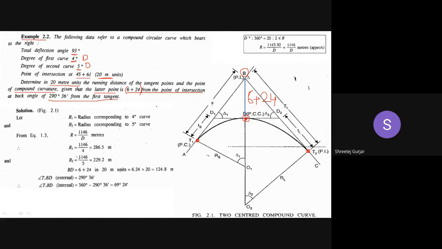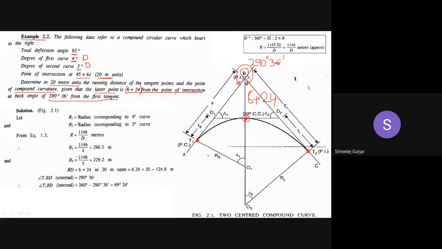It is what? Angle T1BD. This is the external angle. This is the angle which they have given. Okay, this is the external angle which they have given. It is 290 degrees, 290 degrees 36 minutes. This is the external angle which they have given.